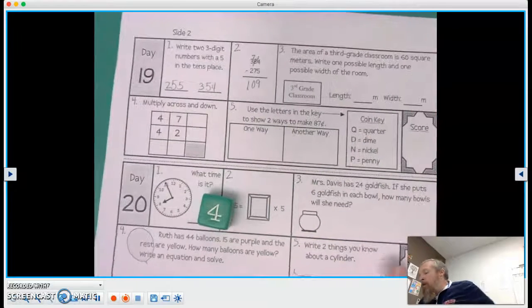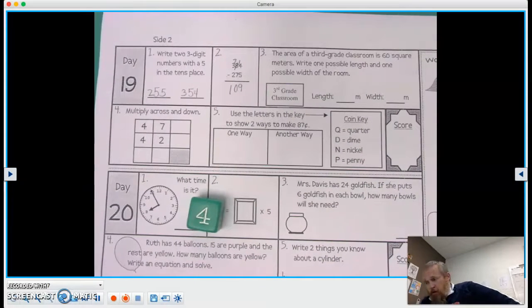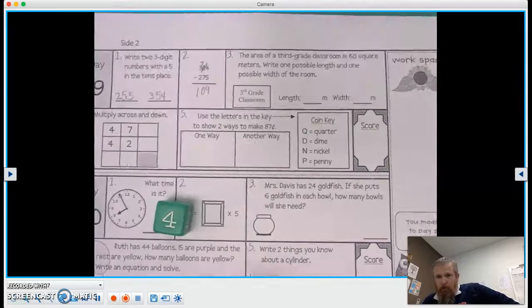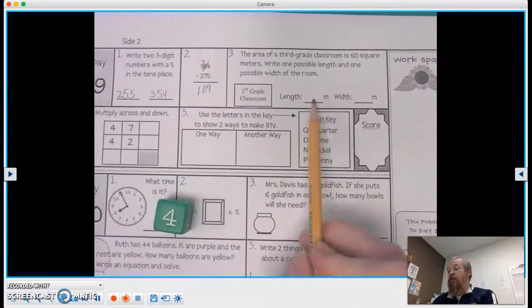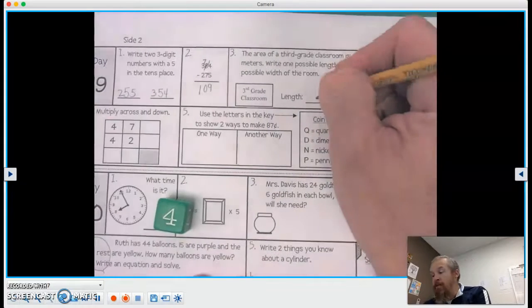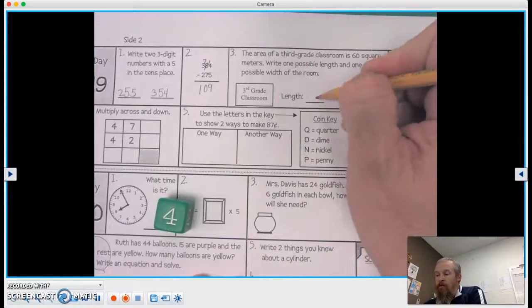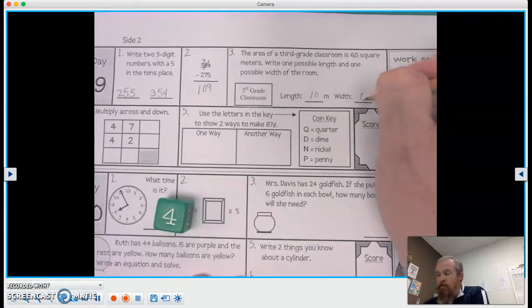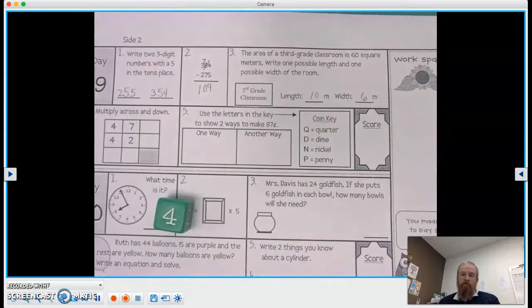Good job. Alrighty. The area of a 3rd grade classroom is 60 square meters. Write one possible length and one possible width of the room. So 60 square meters means length times the width has to equal 60. Okay? So we could say what times what? Well, we can do 10 times 6. That would work, wouldn't it?